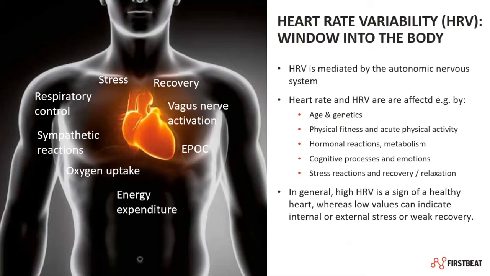Various hormonal reactions, metabolism, cognitive processes, and emotions all play a role in our heart rate and heart rate variability. So by measuring that, we can start getting an idea of what's happening. And also different kind of stress reactions and recovery obviously play a role. And that's one of the center or the core parts of the Firstbeat assessment.